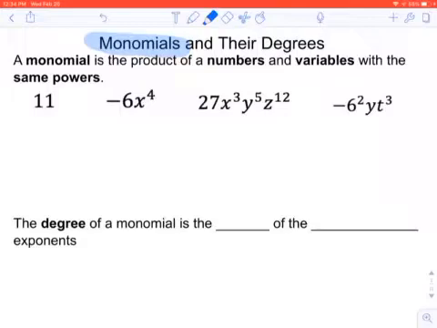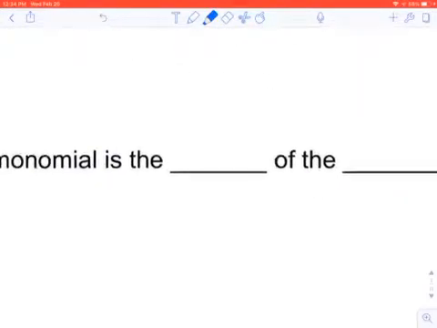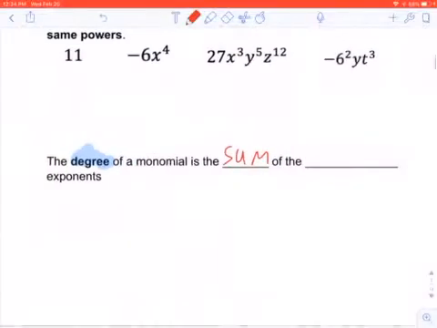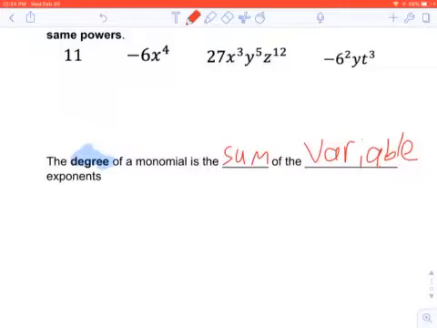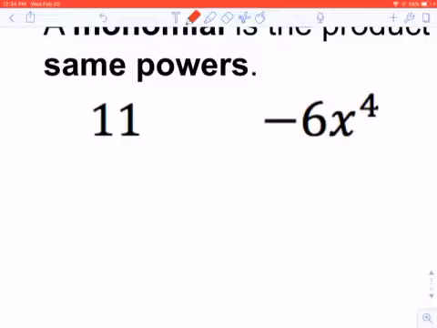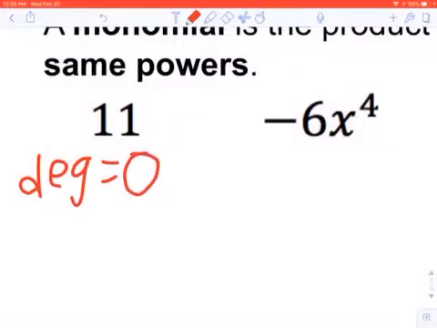So, when we talk about the degree of a monomial, okay, the degree is simply the sum of the variable exponents. Meaning we are going to add up all of the powers on the variables. Okay, that's what the degree of a monomial is. So if we look at the number 11, there are no variables, and therefore the variables can't have any powers, so the degree of this thing is 0. Again, because there are no variables, it's just the number of 11.